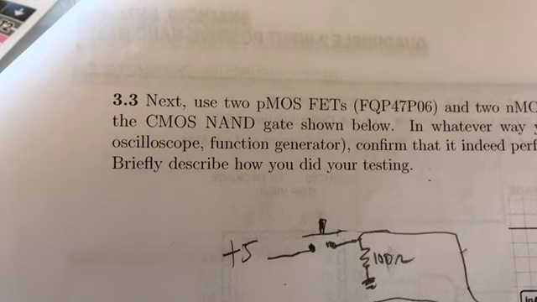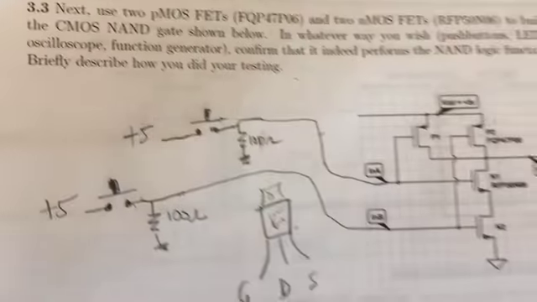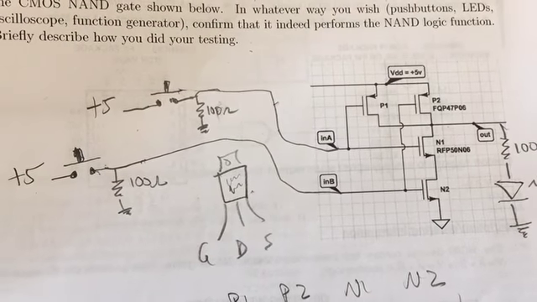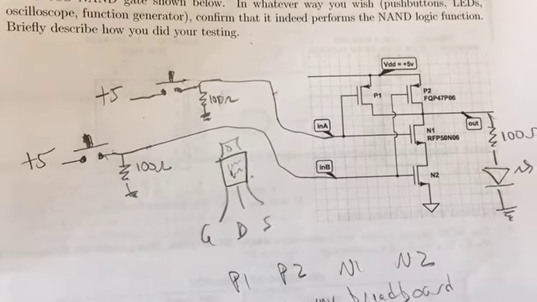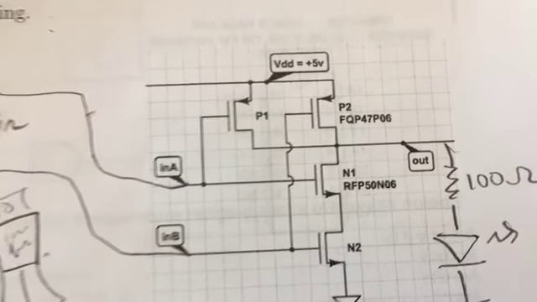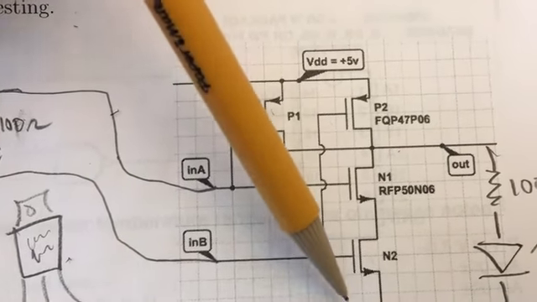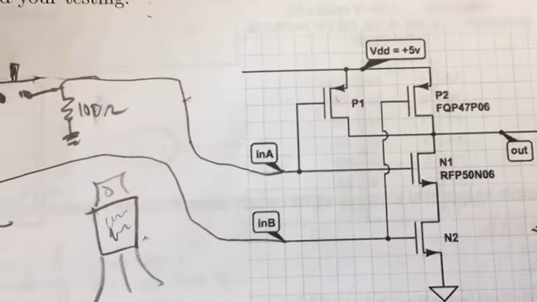Okay, here is lab 21, part 3.3. We are building our own CMOS NAND gate out of individual MOSFETs: two P-channel MOSFETs and two N-channel MOSFETs.